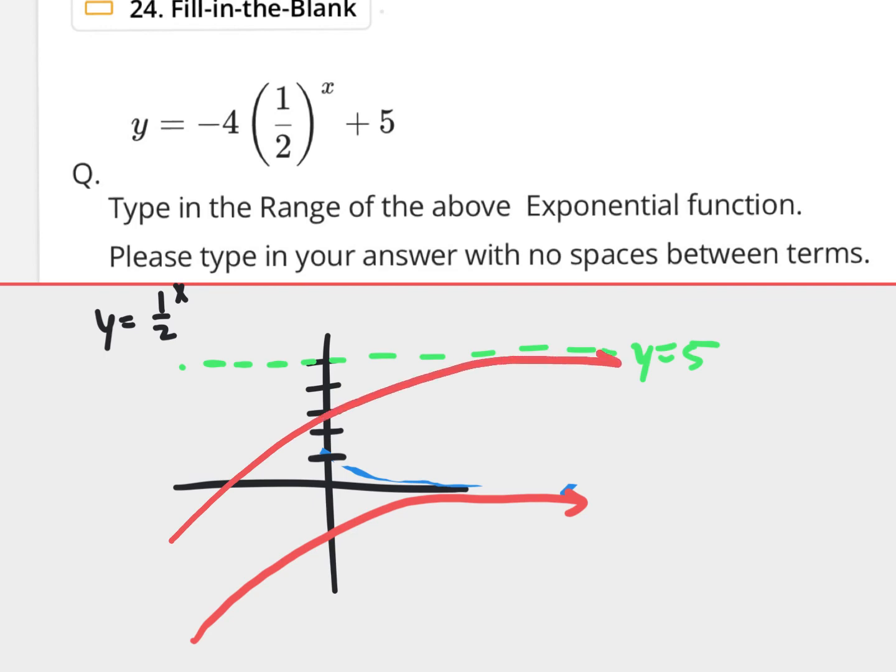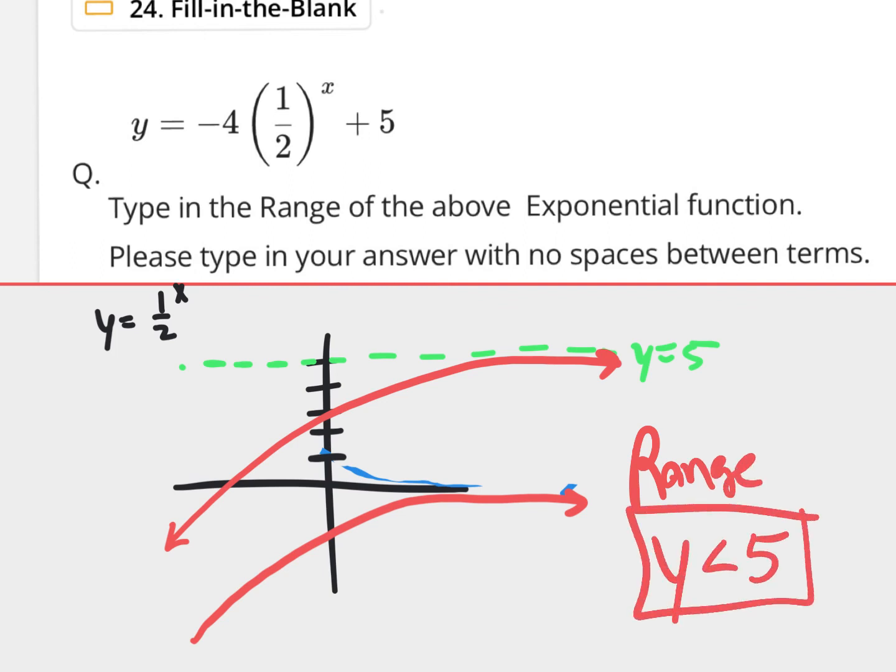This is just a sketch. It's not perfect. But I do know that this new graph is below that asymptote value of 5. It never actually touches. So what is the range in terms of y's, in terms of up and down? Where's your graph at? Yes, it goes forever down, but it doesn't go forever up. It actually infinitely approaches that asymptote y value of 5. So this whole thing is below 5. So your range is y is below 5.